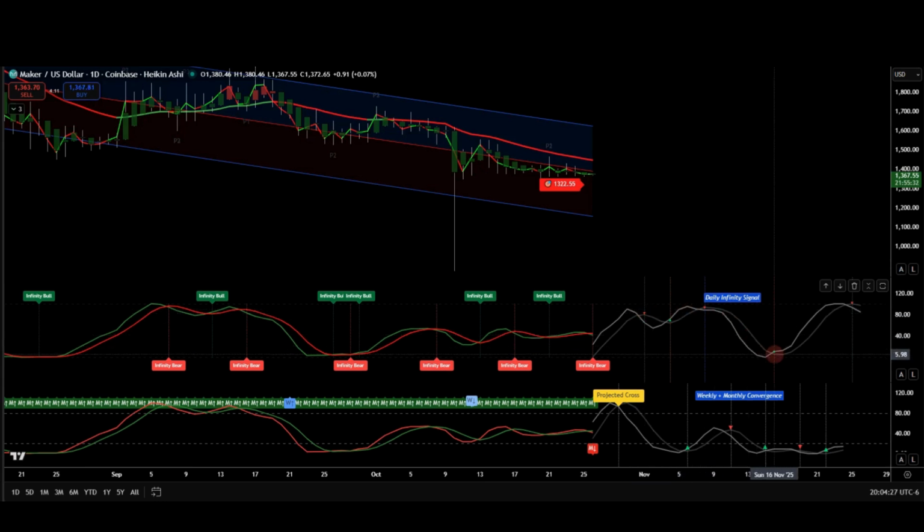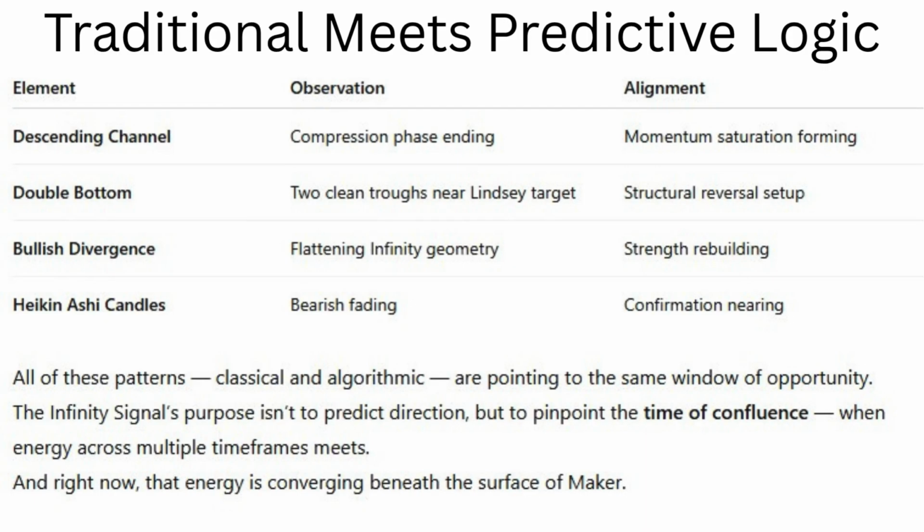6. Summary. Traditional meets predictive logic. Closing segment. So to wrap it up, Maker is sitting at the intersection of classical structure and AI-predicted momentum confluence. A descending channel, a double bottom, and a fading bearish phase are aligning with the infinity signal's projection zone. If the next green candle forms alongside an infinity bull balloon, we could be looking at the birth of Maker's next macro cycle.